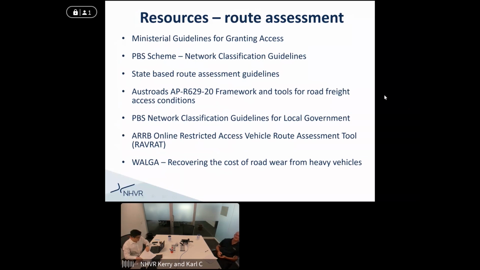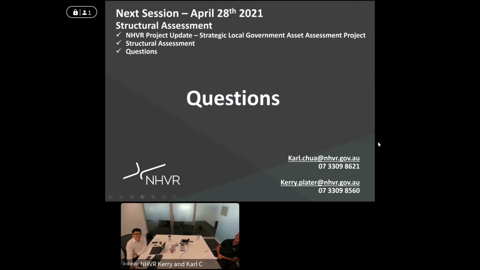And then the resources for route assessments, again, ministerial guidelines for granting access, PBS scheme network classification guidelines, state-based route assessment guidelines. Most states have their own ones, and there's actually an OSRO's project to identify those, which is AP-R629-20, framework and tools for road freight access conditions. There's the PBS network classification guidelines for local government, there's the ARB online restricted access vehicle route assessment tool, and the WOLGA stuff, recovering the cost of road wear from heavy vehicles. And I think that's about all, isn't it, Carl? Yeah, I think we're done here.